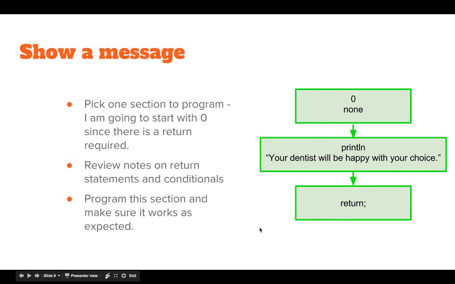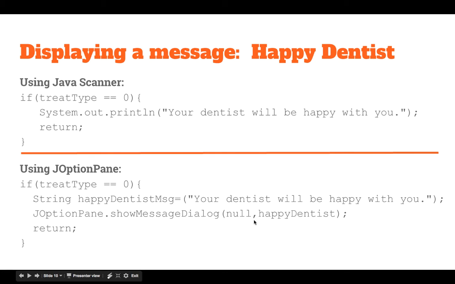And so one of the requirements was that if I enter a 0, I don't want a treat. And I decided to print a line that said, your dentist will be happy with your choice, and then it gave a return. So let's look at how the code looked in the Java scanner.